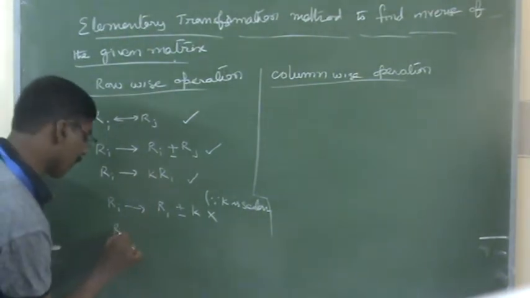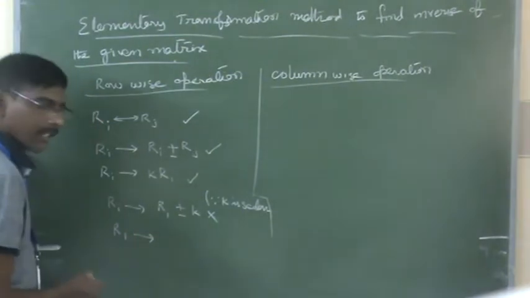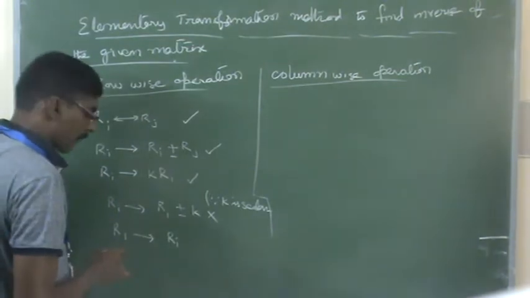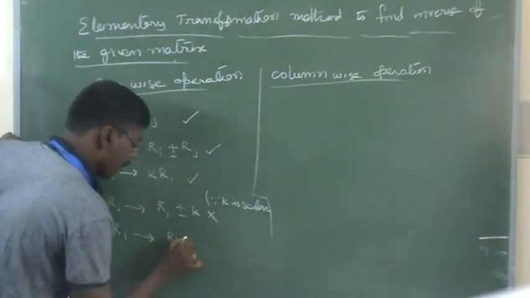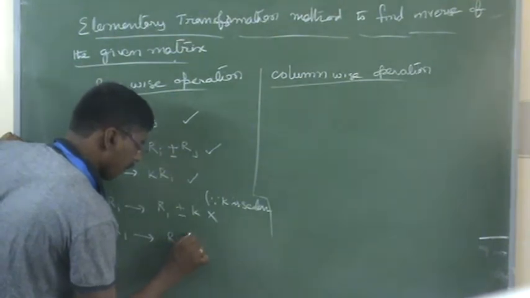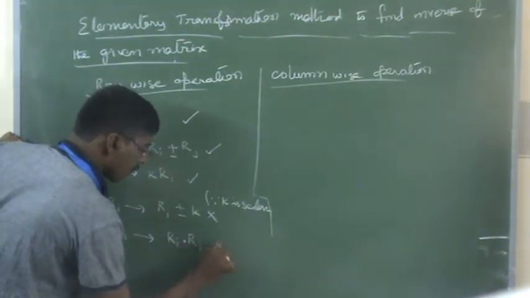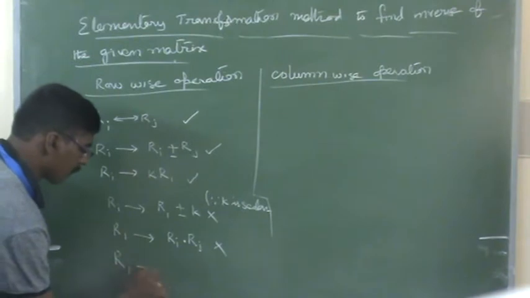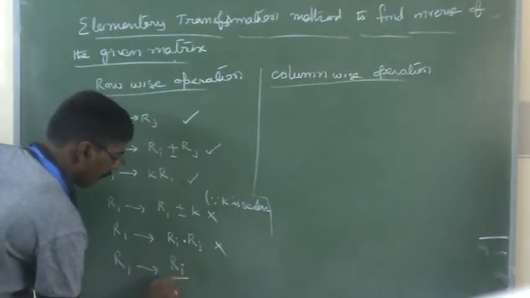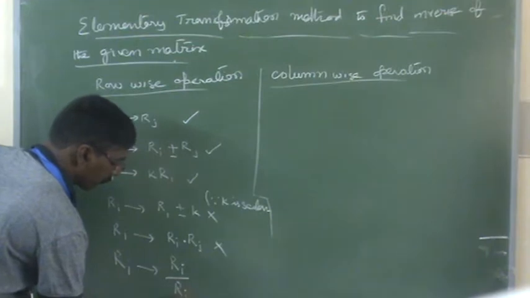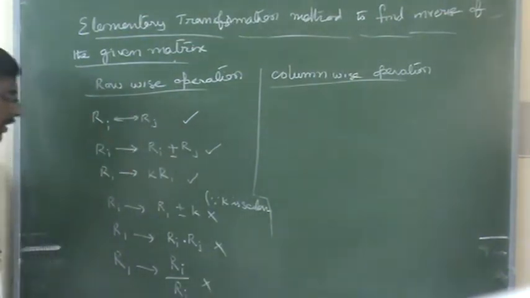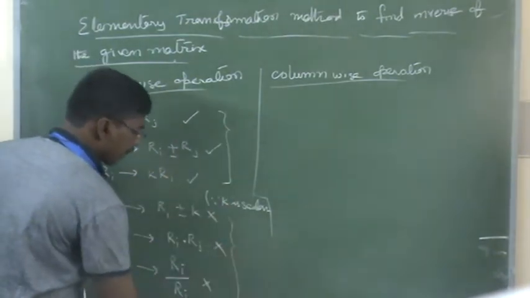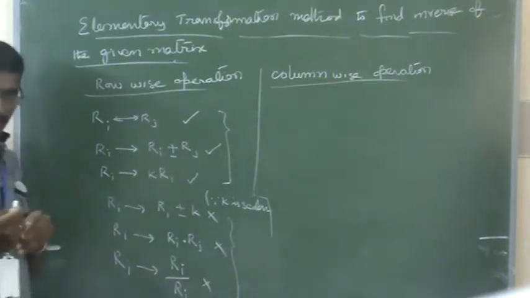Next, Ri tends to Ri into Rj, the multiplication of rows. It is also not applicable. Next, Ri tends to Ri divided by Rj. This is also not applicable. See the conditions very clearly. These three conditions are applicable. These three conditions are not applicable by using the elementary transformation.